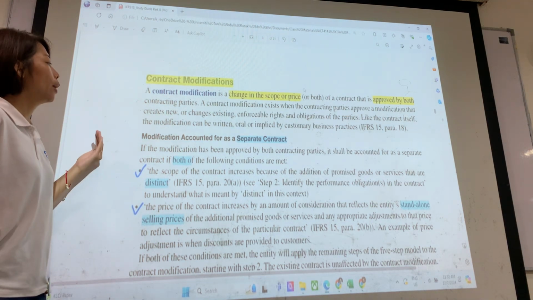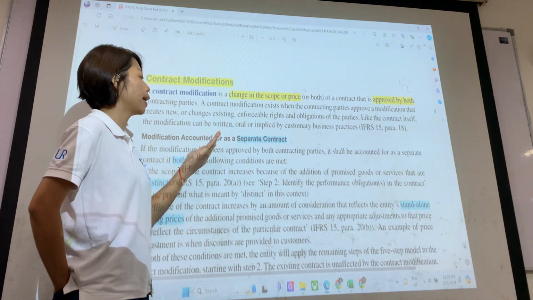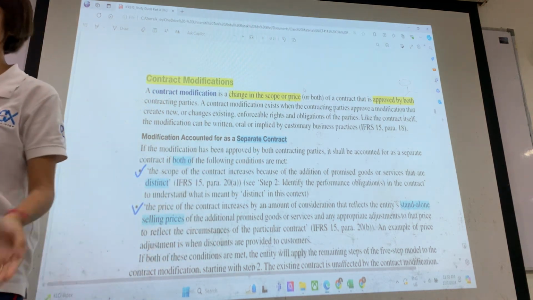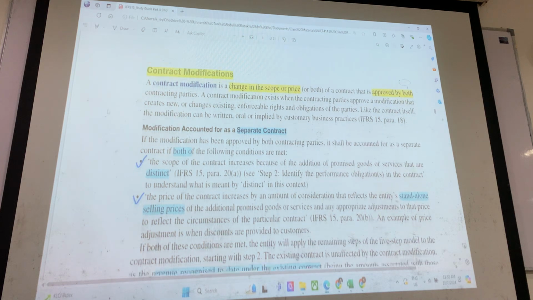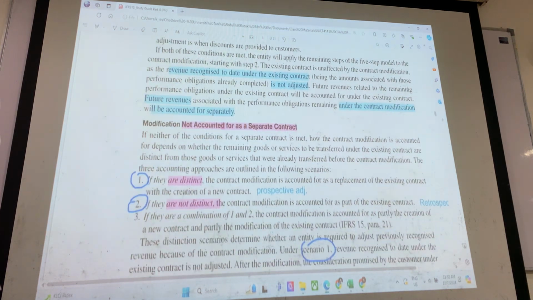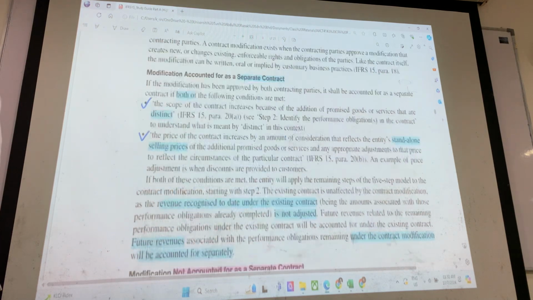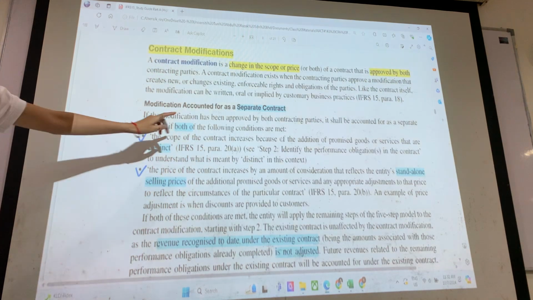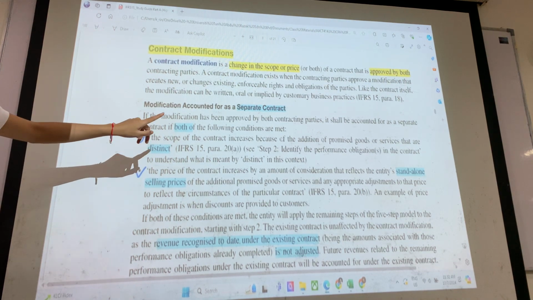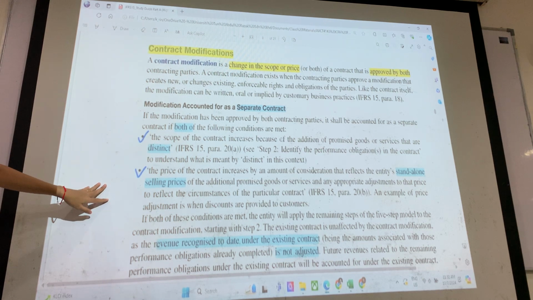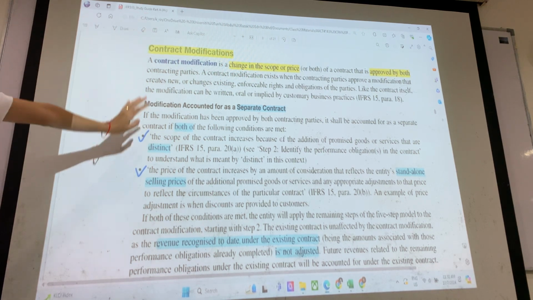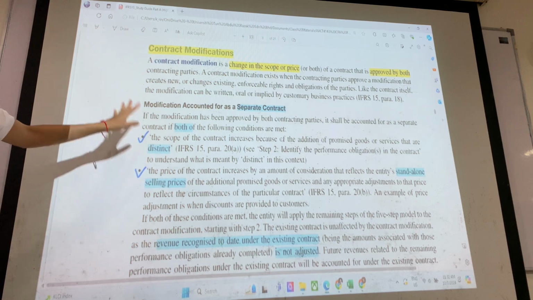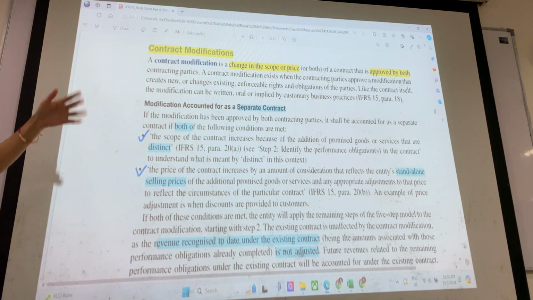So you want to see whether the modification is considered a separate contract, or you have to combine it, not accounted for as a separate contract. So we will have some keywords that we have to understand. For example, whether it is distinct or whether there is a standalone selling price. Oh yeah, I forgot. This one you studied in FAR 2. You remember? You studied it in FAR 2, one of the topics, and you can look back at your FAR 2 content maybe.